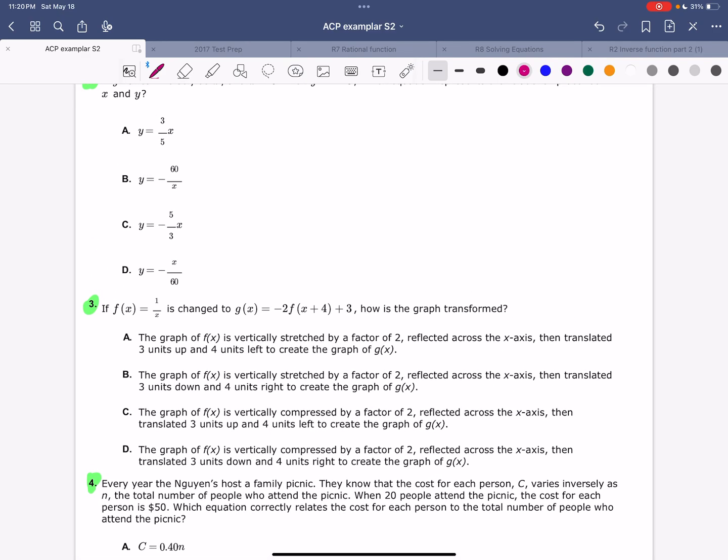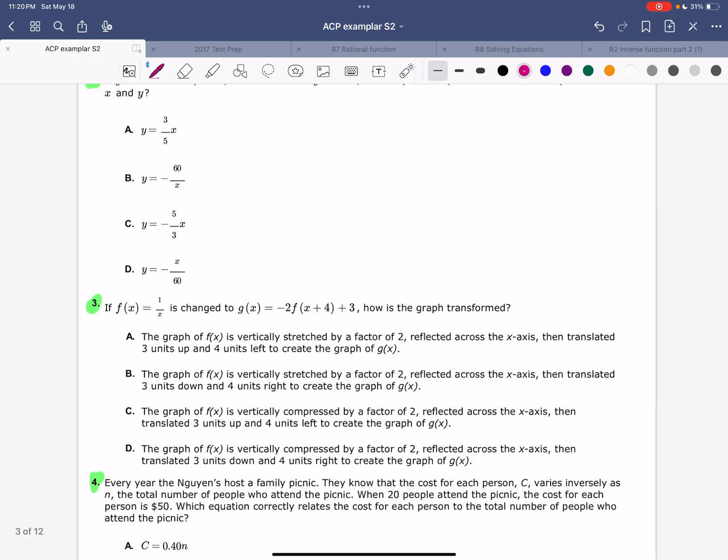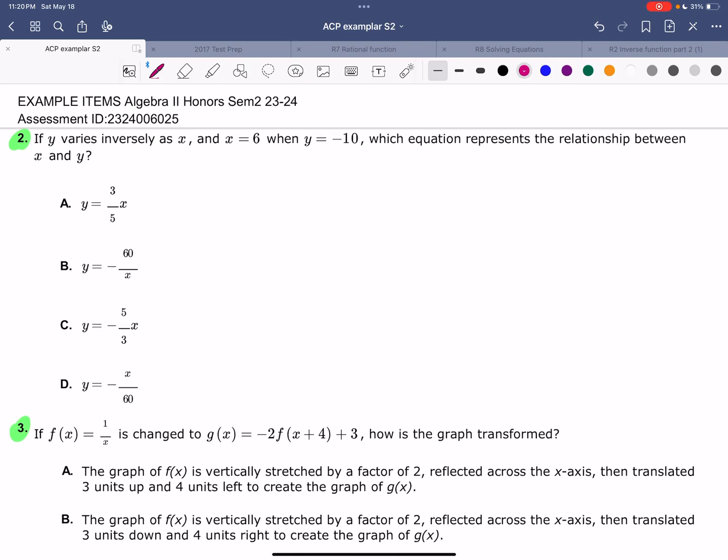most of these questions are graph transformation, so watch this one. Even if you're not good at math, you should be able to do this one, okay? So question number 2. Question says, y varies inversely as x.